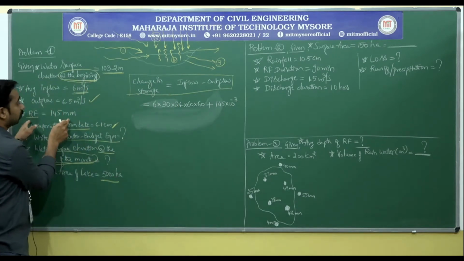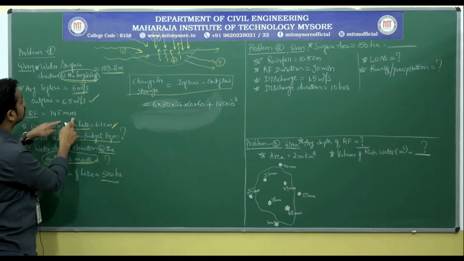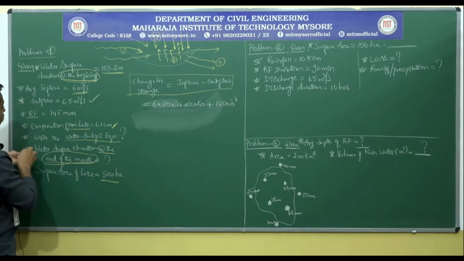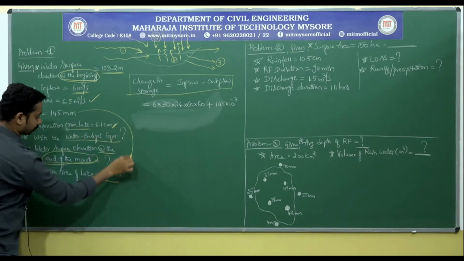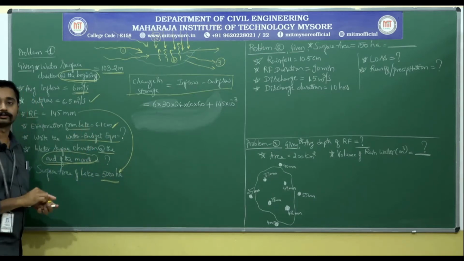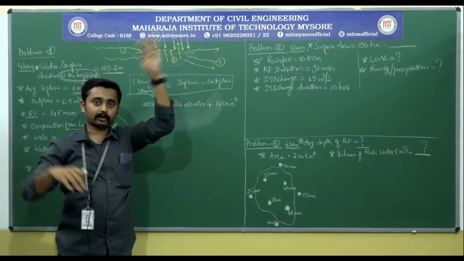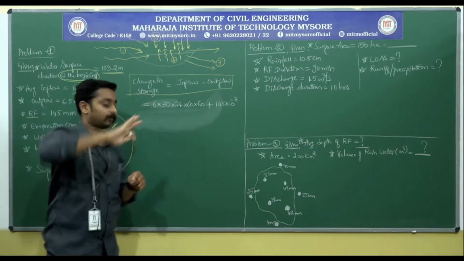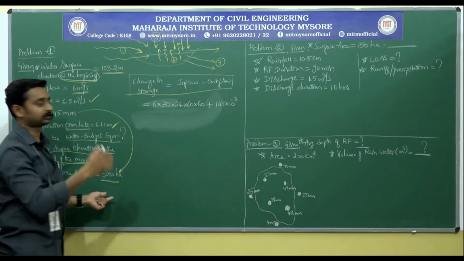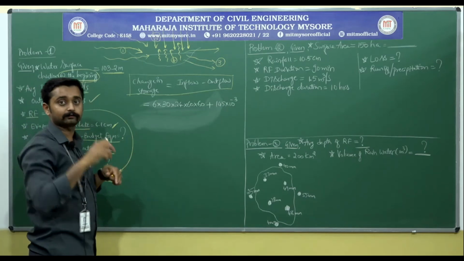This rainfall is occurring in how much area? In this much area, 5000 hectares. So this rainfall is coming over this much area. So rainfall is coming; over how much area is the rainfall coming? 5000 hectares. Rainfall is coming over that area.